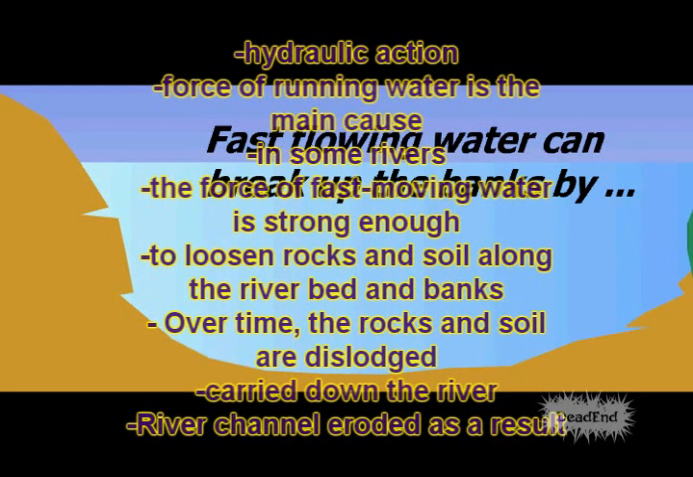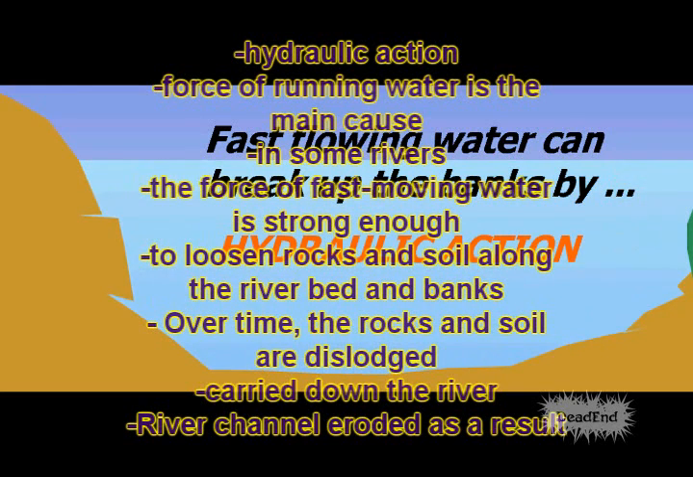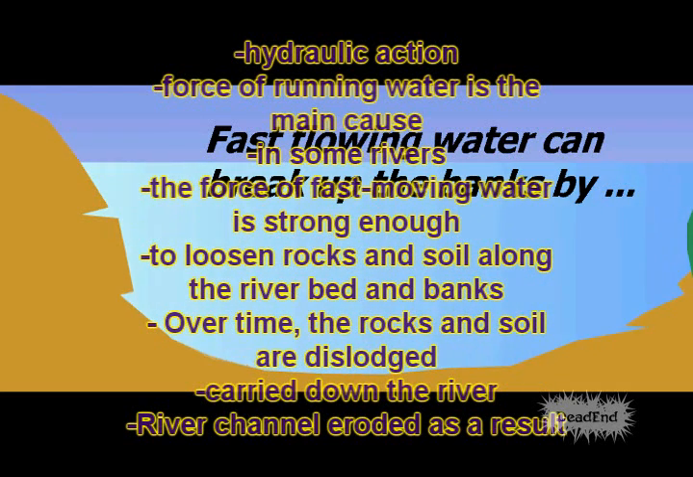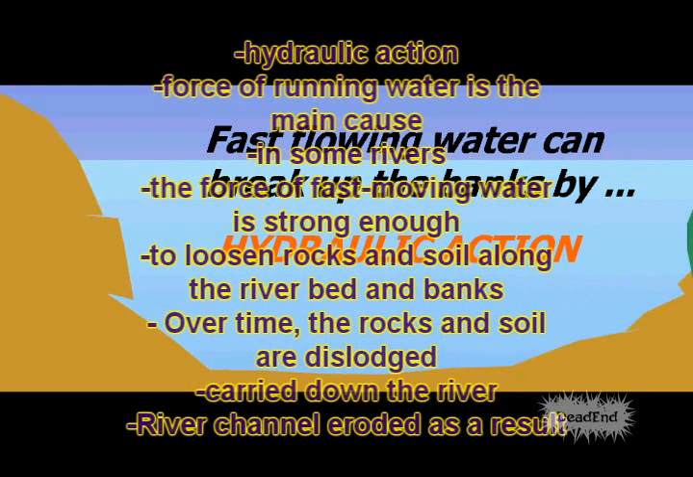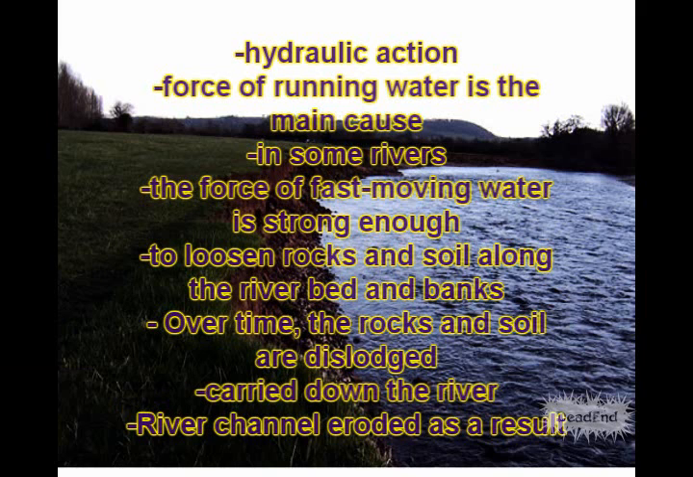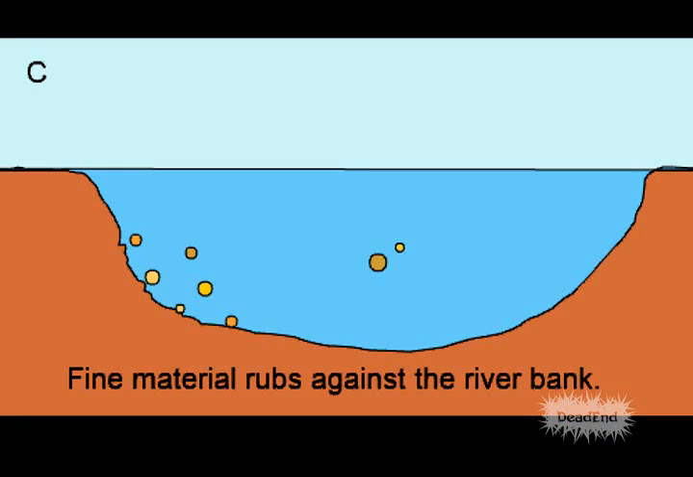Okay, for hydraulic action. The force of running water is the main cause of hydraulic action. In some rivers, the force or energy of fast-moving water is strong enough to loosen the rocks and soil along the riverbed and banks. Over time, the rocks and soil are dislodged and carried along the river. The river channel is eroded as a result.